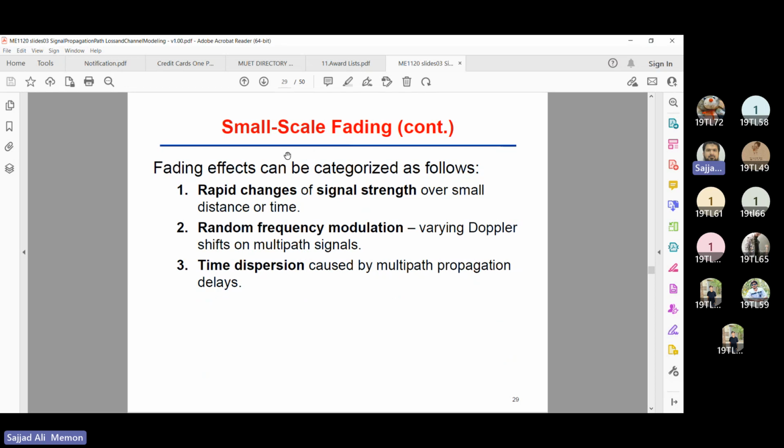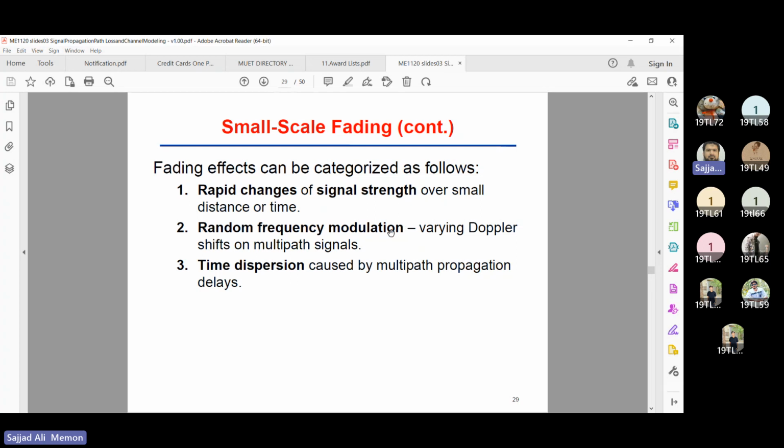So small scale fading can be categorized as follows: rapid changes of signal strength over a small distance or time, random frequency modulation due to varying Doppler shifts on multipath signals, and time dispersion caused by multipath propagation delays. So we divide the effects of small scale fading into three. One is over distance or time: rapid changes of signal strength. These are the changes in the power, whether over distance or time. That is your first category.